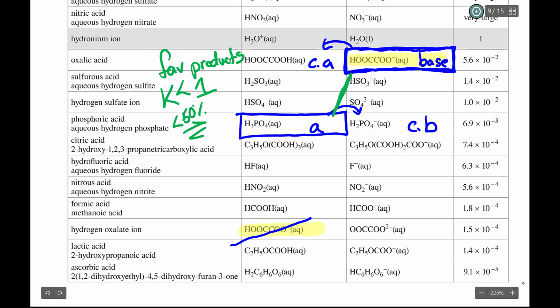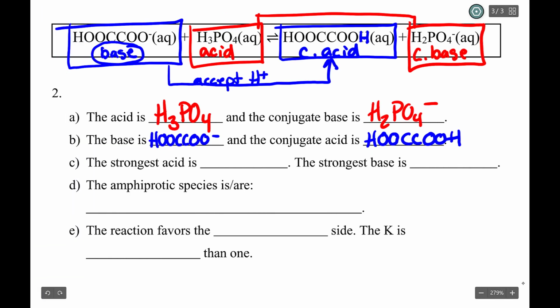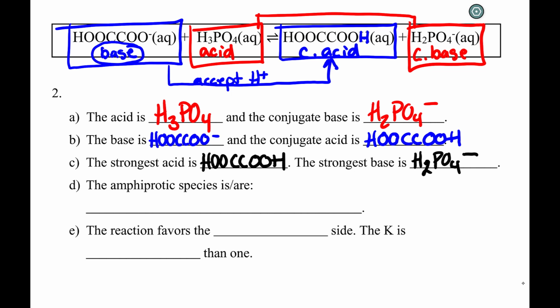Okay. Now, the strongest acid is highest up on the left-hand side. So the strongest acid in the equation is HOOCCOOH. That's my strongest acid. My strongest base is furthest down the right, so that would be H2PO4 minus. This would be the strongest base. Let's go back to our page and fill in the answers. Okay, so our strongest acid was HOOCCOOH. The strongest base was H2PO4 minus.